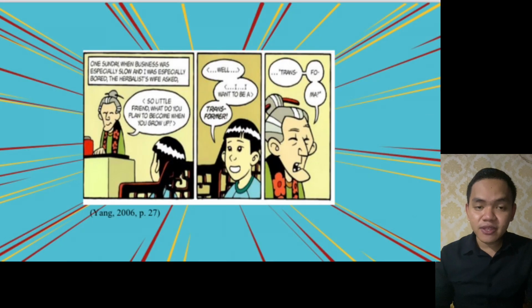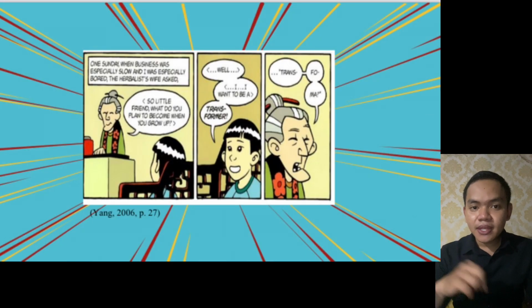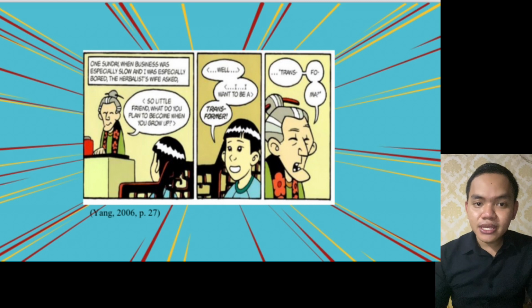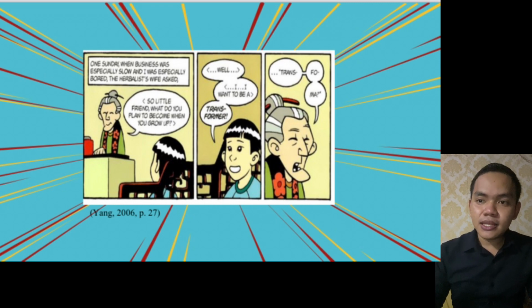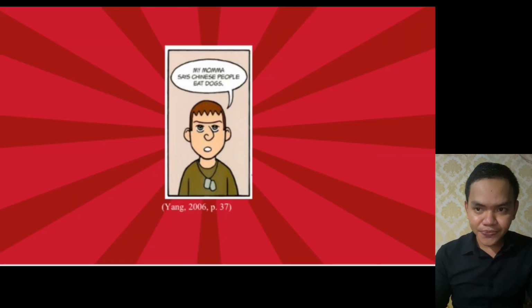And here's one of the pages that shows the main character, a young boy named Jin Wang, who is Chinese American, that he had to move to America and he had to face many kinds of stereotypes, and how the main character deals with the stereotype. This shows that the young boy named Jin Wang had a dream to become a transformer.